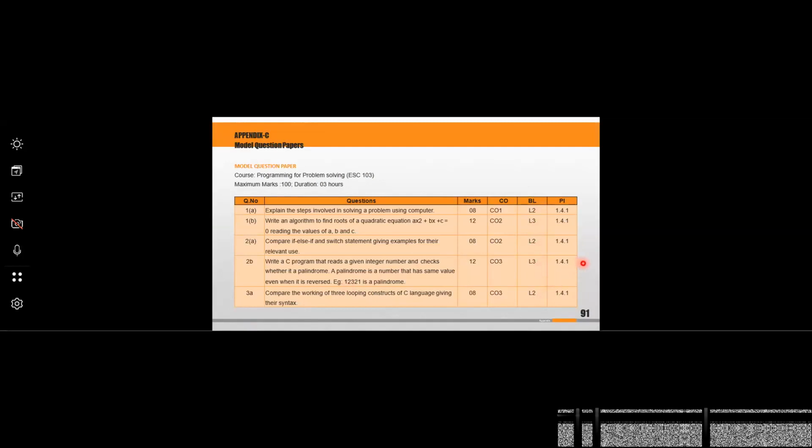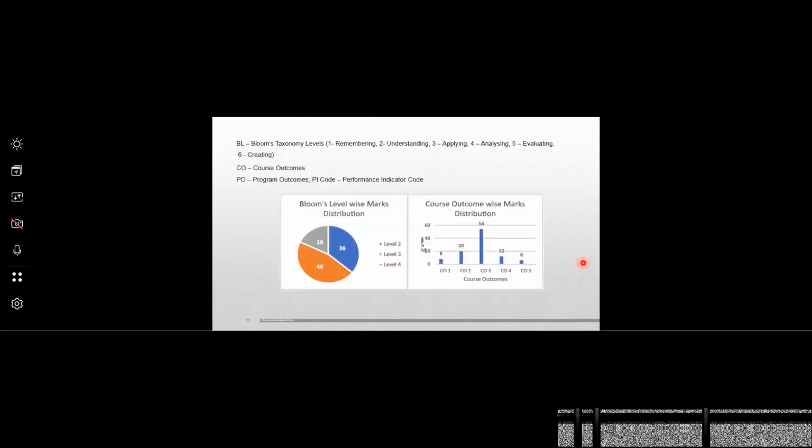Okay. Just go to the chart, the pie chart. See how we have distributed the marks in our question paper, it is given in this pie chart. You can see level 2 is almost 36%, level 3 is 18%, and level 4 is 46%. And most of the questions, see, the majority is level 4. Level 3 is only 18%. Okay, and level 1 questions are not there here.